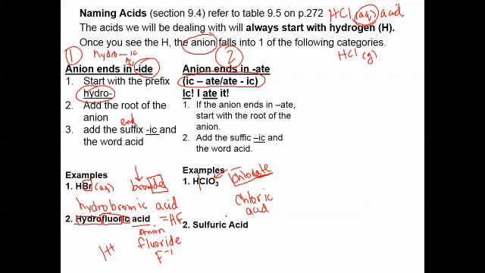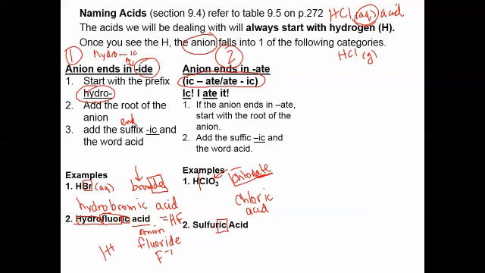Going the other way, if I see ic on the end here, and notice the difference between group 1 and group 2. Group 1 had hydro and ic. Group 2 only has ic. There is no hydro at the beginning of this one. That's how you differentiate. So if I just see ic, then I'm going to have it go with ate. Remember, ic and ate go together.